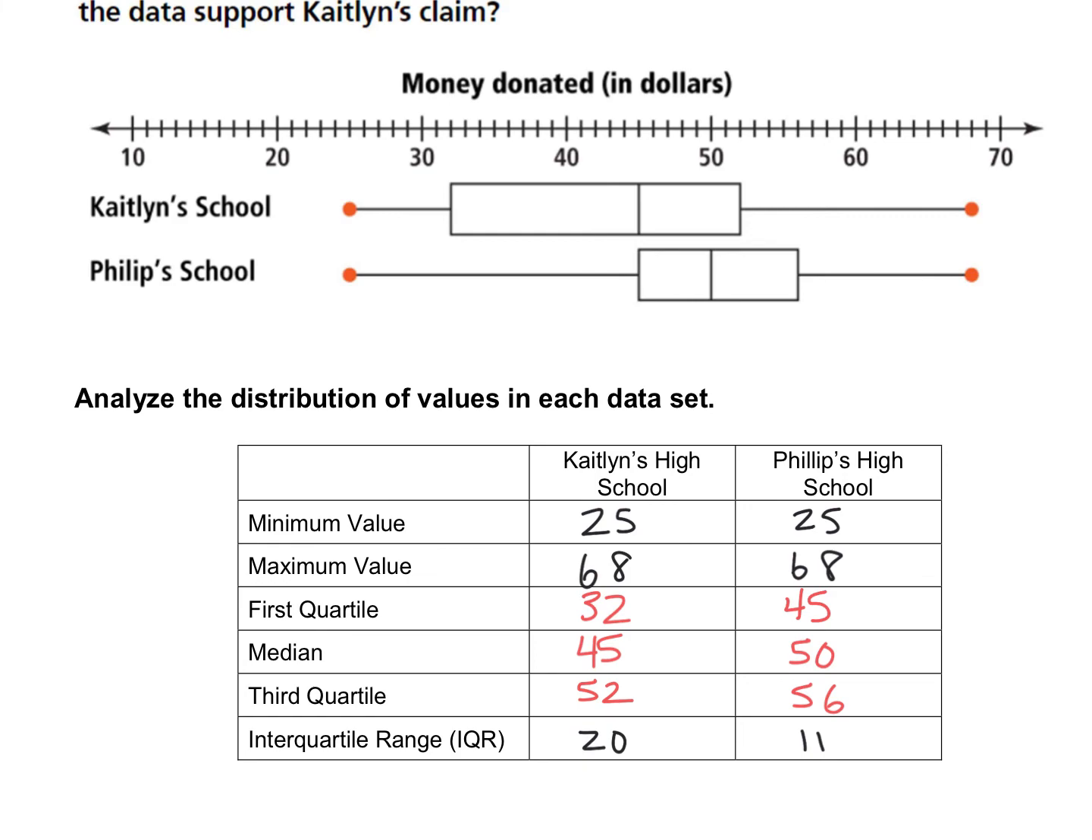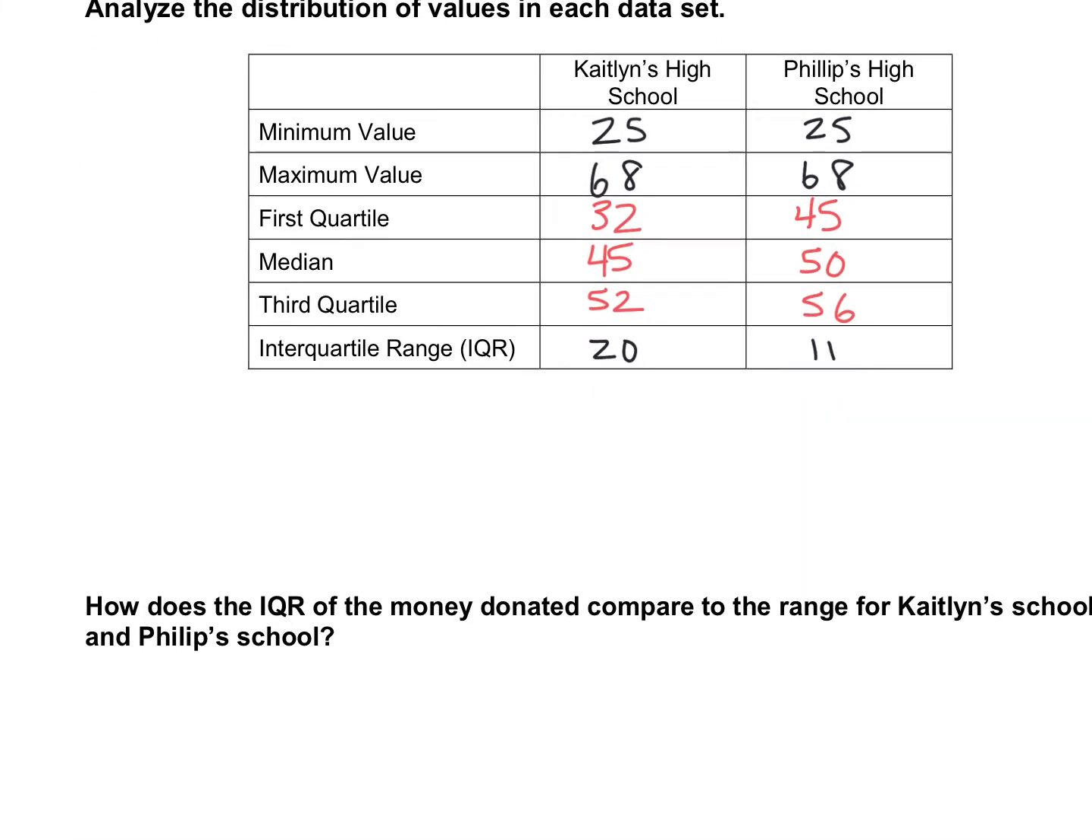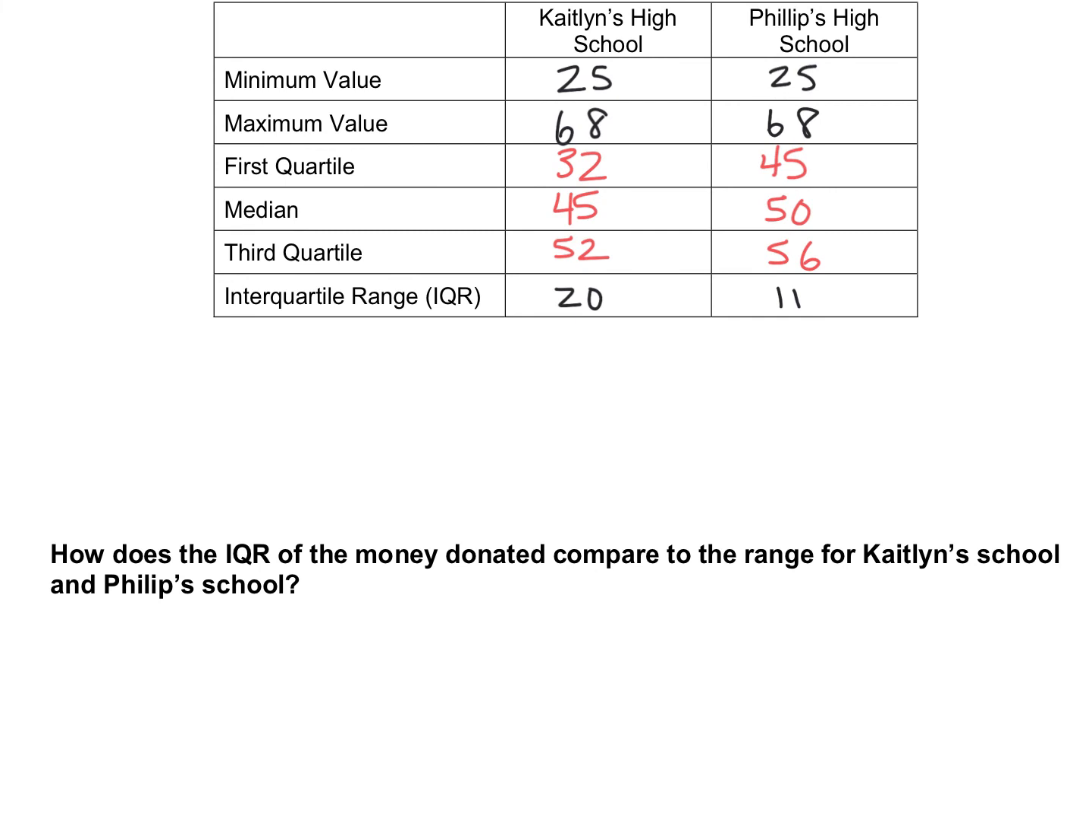All right, and then we have just one more follow-up question here. How does the IQR, that's the interquartile range, the range of the box visually of the box plot, of the money donated compare for Caitlin's school and Philip's school? So the range is the maximum minus the minimum. Because they have the same maximum and minimum, their range for both schools is the same.